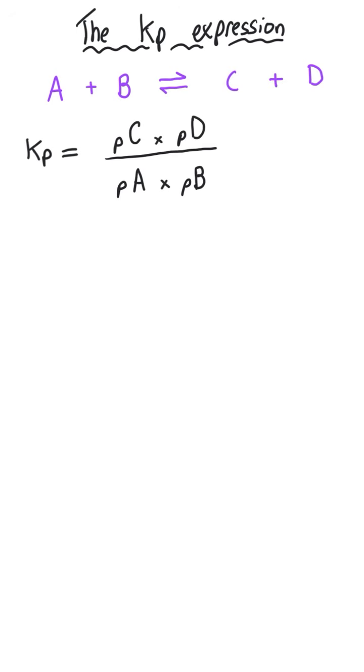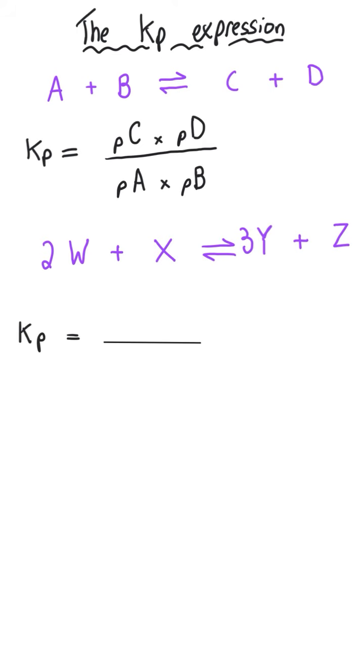It gets more complicated when you have a more complicated equation to work with. In this situation, you can see again, we've got the dynamic equilibrium, and we've got this time though, 2 moles of W reacting with 1 mole of X to make 3 moles of Y and 1 mole of Z. So we follow the same principles as before. We write Kp equals, and we're still going to have a fraction. This time when we put the products on the top, we need the partial pressure of Y cubed.